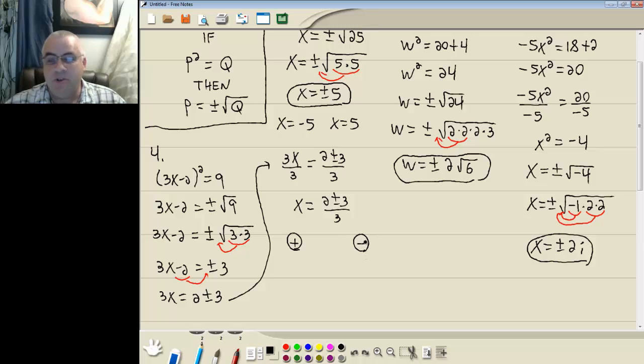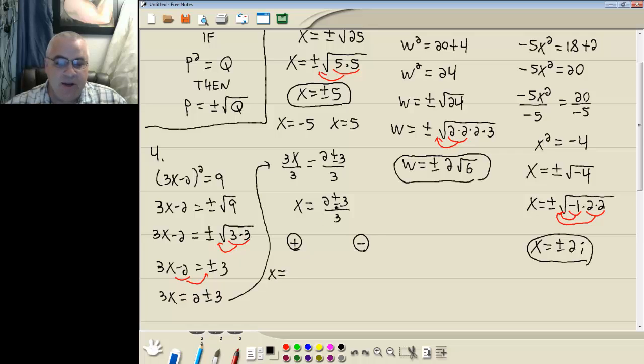When is it beneficial to do this? When your radical disappears and it looks like maybe you can do a little bit more simplifying. Now our first problem here, a radical disappeared, we got plus or minus 5, but obviously putting those into two separate pieces doesn't simplify. But let's see what happens in this problem.